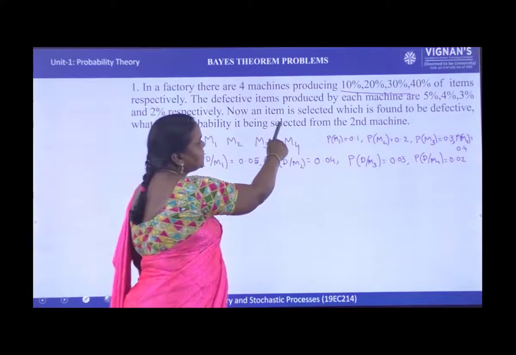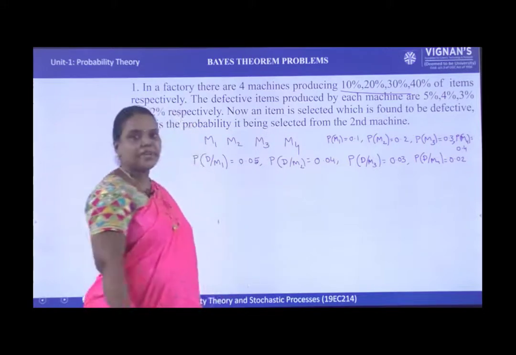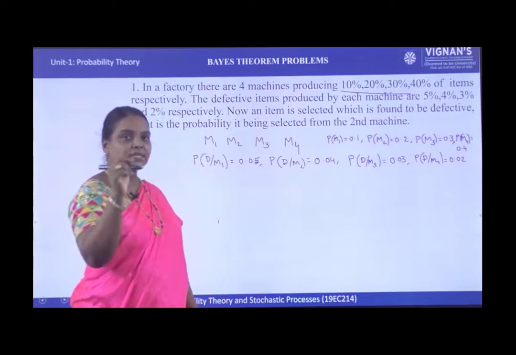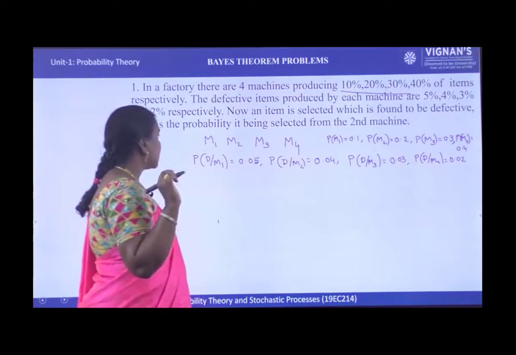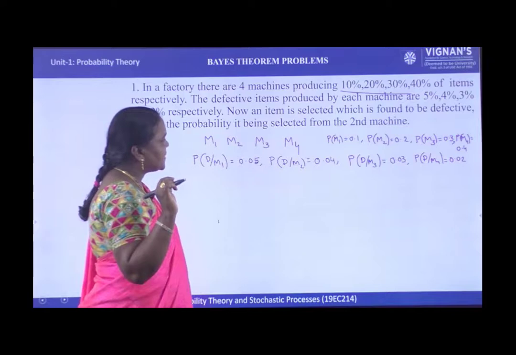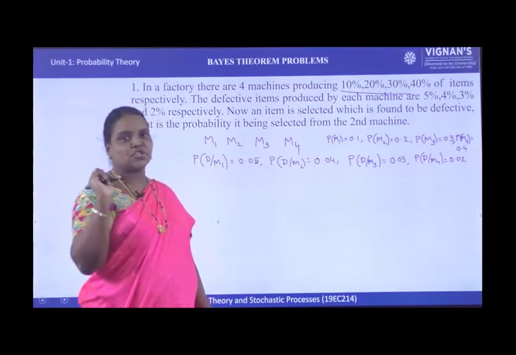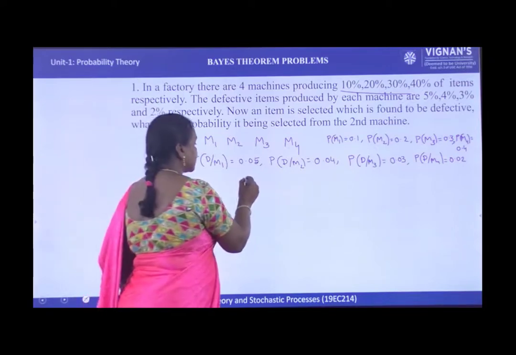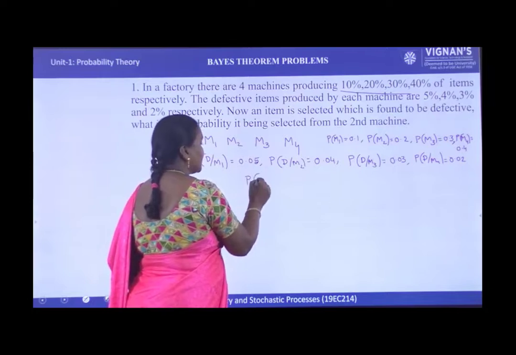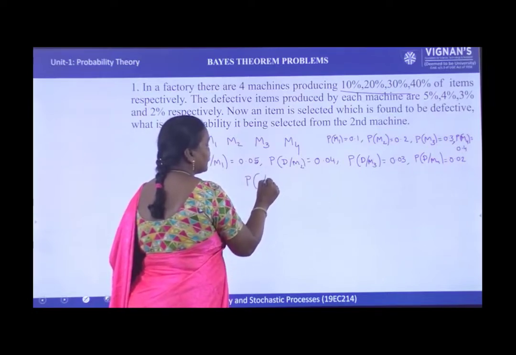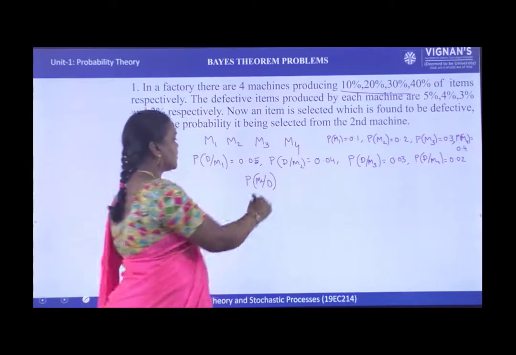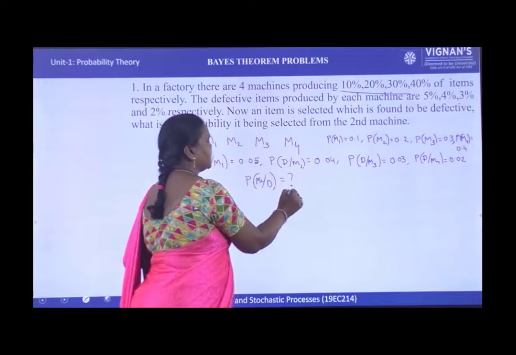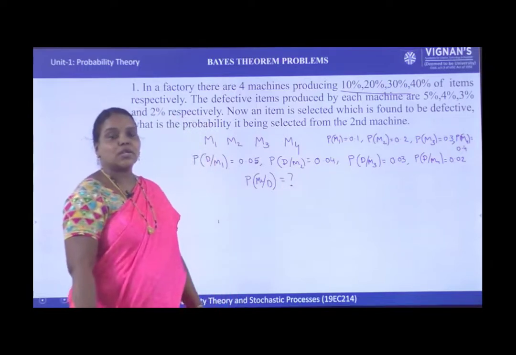Now, an item is selected which is found to be defective. Okay, one item is selected and it is found to be defective. What is the probability it being selected from second machine? That means they are asking P of, if it is defective, what is the probability it is from machine 2? So this one you need to find. So this is conditional probability.